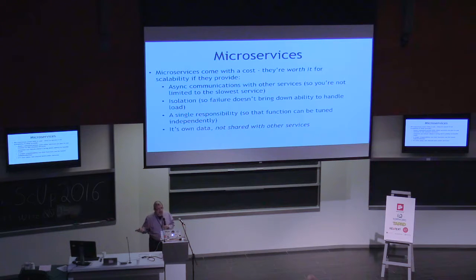If you've got async communications with other services, in other words, you're not limited to your slowest service, your services are isolated, so failure in one does not bring down the ability to handle load, and you have services that handle a single responsibility. That's very much related to the previous statement, such that a function could be tuned independently. That's also critical. So let's say, for the sake of argument, for whatever reason, logins are actually a very expensive thing on your system. Great, fire up 20 more instances of the login service. Can't do that if you have a monolith and all of the services come together. All you can do is fire up 20 more instances of everything. That's very different. You can't shape your capability to match your load. So microservices are critical in the scalability area.